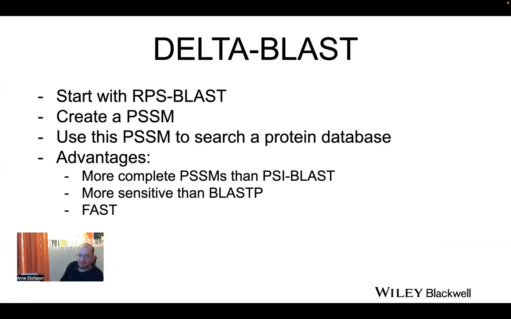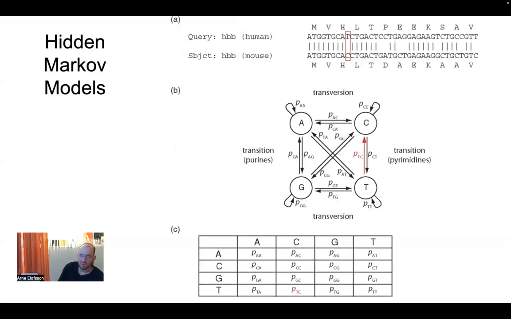So if you have a good set of PSSMs to start from, and you have a hit to this, you often have a better hit than you have for PSI-BLAST directly. It's more sensitive than BLASTP, and it's actually very fast, because you start with a certain set of PSSMs, which is a much smaller database than the whole protein database. So it is a useful tool. There are other tools that can do the same thing, but this is one that can do this. Okay, next thing is talking about hidden Markov models.